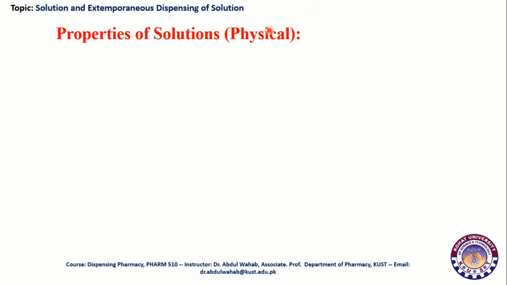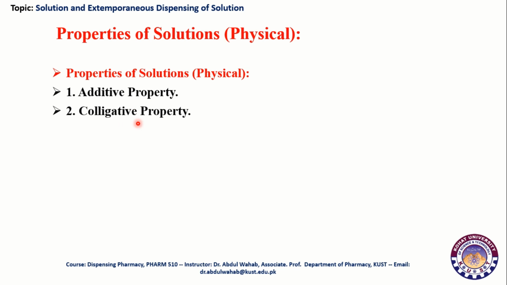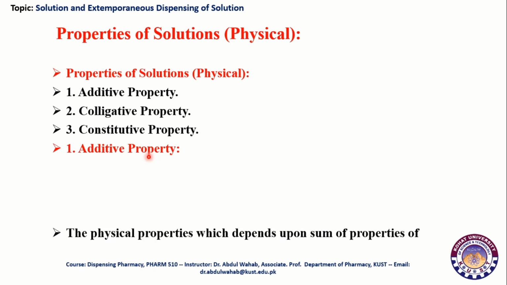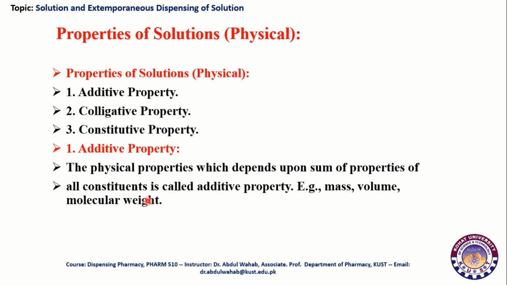Properties of solution. Physical properties of solution. Additive properties, colligative property, and constitutive property. So these are the different properties of solution. The first one, additive property. The physical properties which depend upon the sum of properties of all constituents is called additive property. For example, mass, volume, molecular weight.